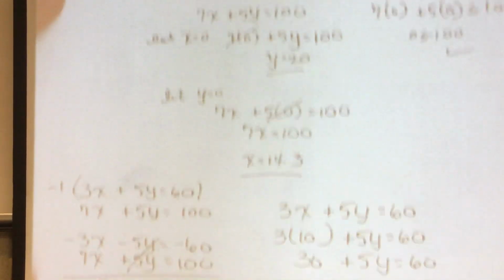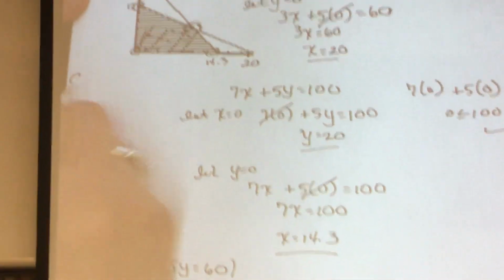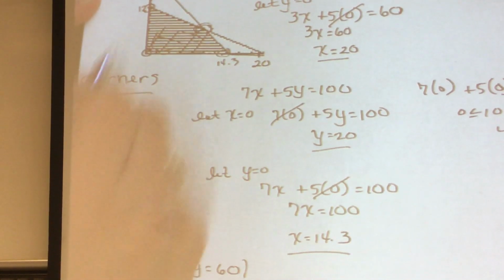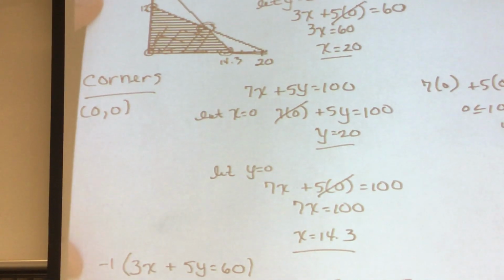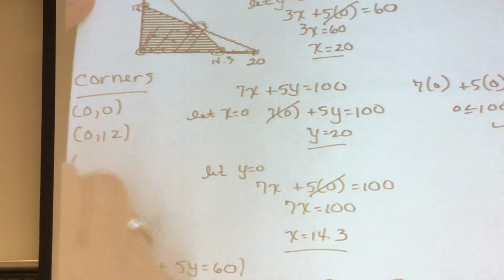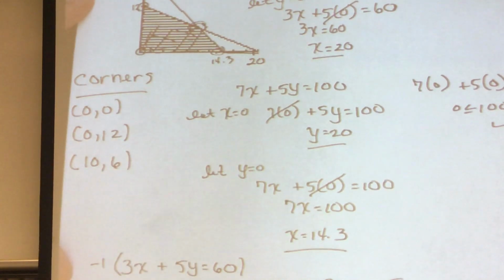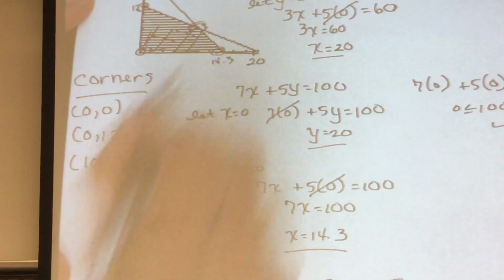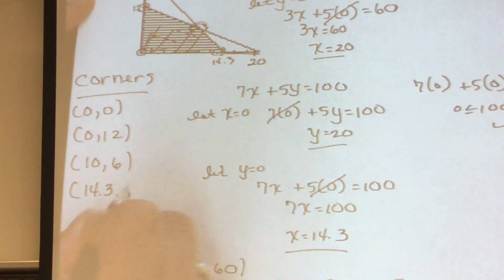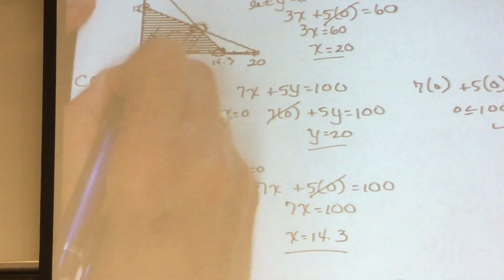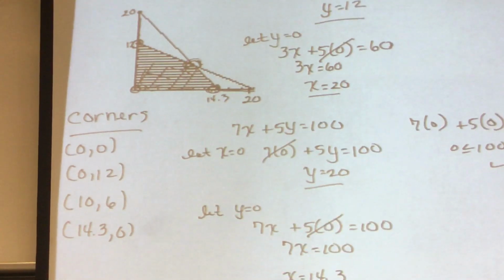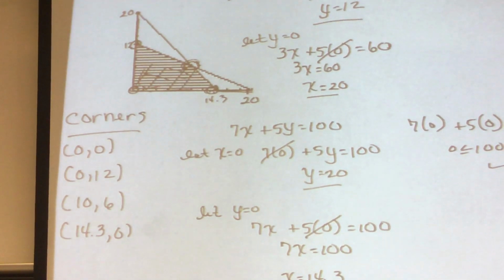Now I have all my corners. My corner points are 0, 0, 0, 12, the point of intersection, which we just calculated, 10, 6, and the last point, the x-intercept, 14.3, 0. These are my 4 corner points in my graph and my feasible region. And this completes Chapter 3, Section 1 and 2.